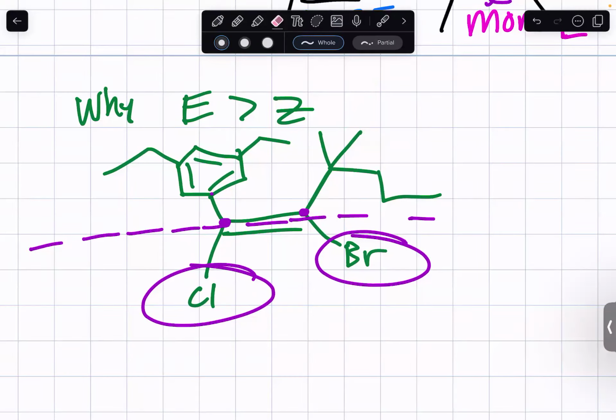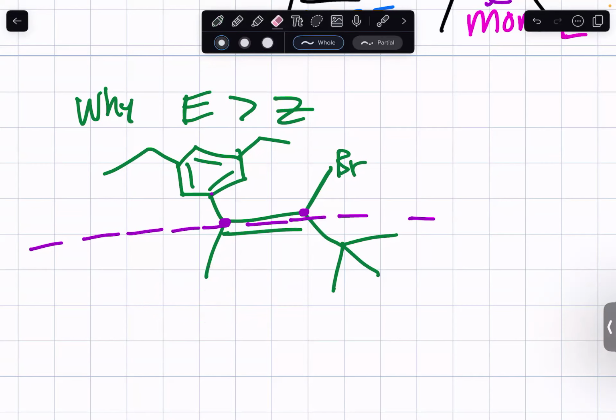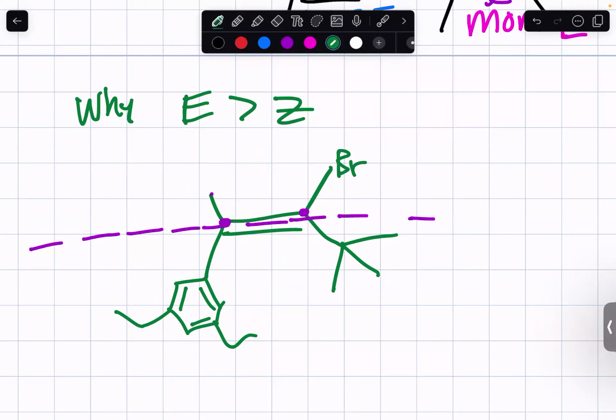Let's see. Is this always the case then? Okay, actually, yeah. Let's say we try this, and then we have E, because let's say that this right here is going to be, yeah, actually, you could say that E is always going to be more stable than Z.